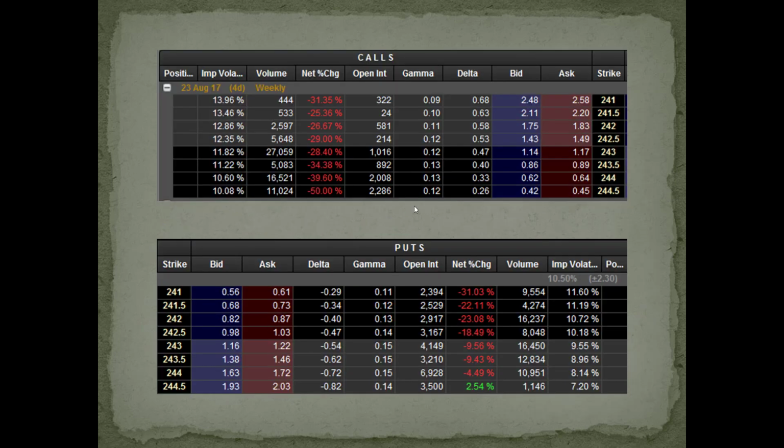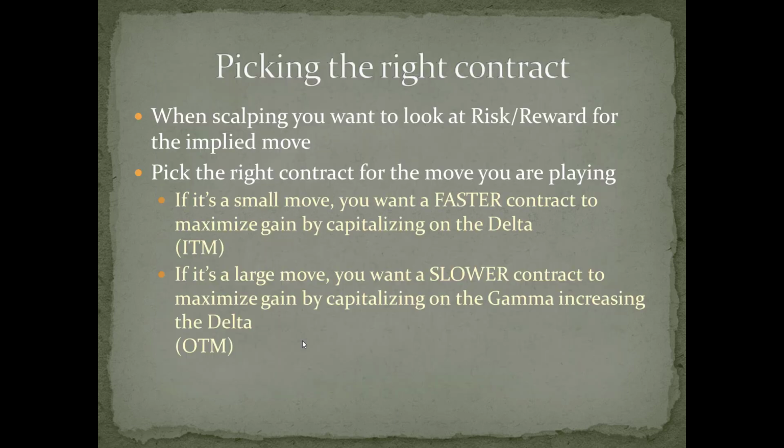So when you're looking at the options chain, that's going to be your in the money contracts. There's your in the money call, which is 6 cents higher on the delta, and then your in the money put, which is 7 cents higher on the delta, not the contract. That's going to give you more capital. It's going to allow you to capitalize on a higher gain for that implied move.